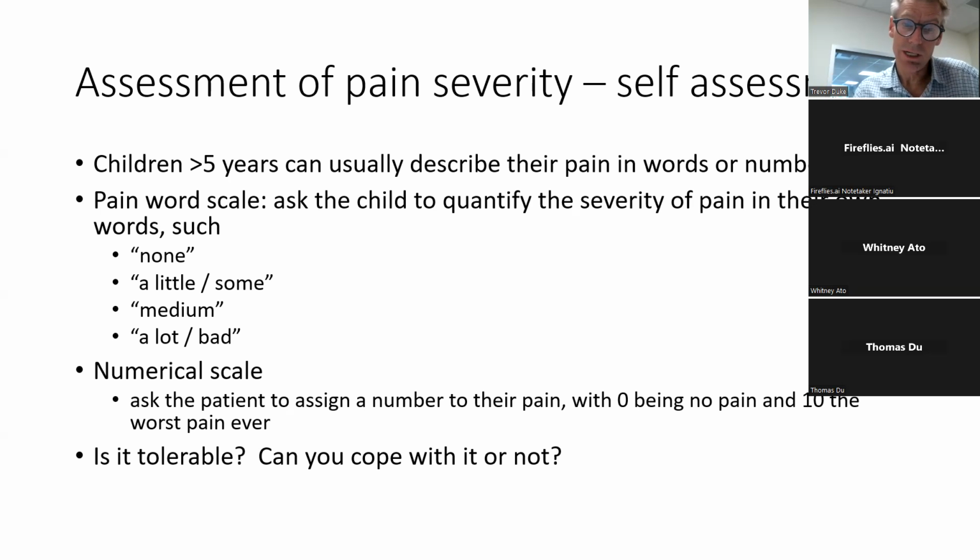Sometimes older children can understand a number to assign their pain, from 0 being no pain to 10 being the worst pain they've ever felt, and they can give you an indication of what their pain score is at the moment. And especially school-age children, if they've practiced it a couple of times, tend to get quite good at telling you when they've got pain. And the other question to ask children is, is it okay? Can the child cope with it or not?